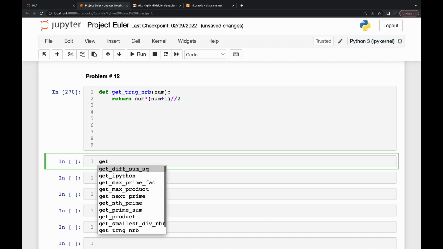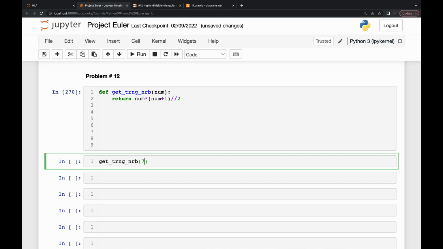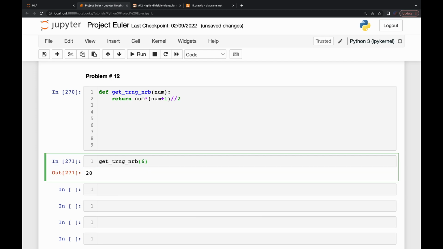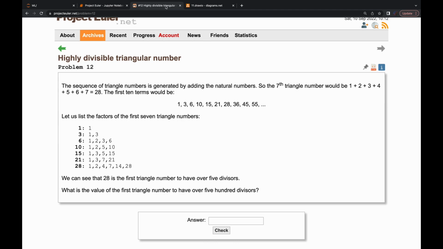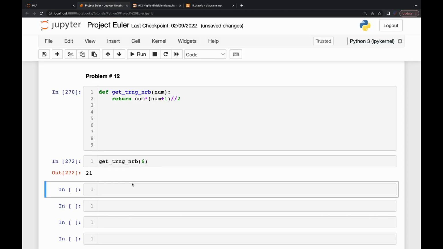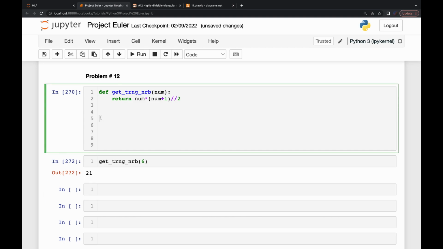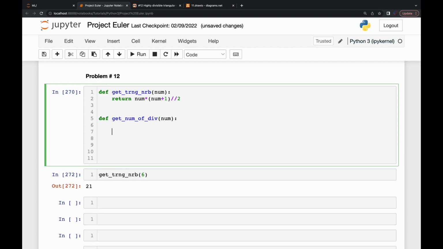Let's check it. Get triangle number 7, so that's 28. 6 gives 21. So you see these numbers match here. Now we'll have to create a function which will give us the number of divisors. So how can we get it? Let's define that function as well. Define get_number_of_divisor, taking the number as num. Then let's say number of divisor is equal to 0 or 1, it doesn't matter, let's give it as 0.